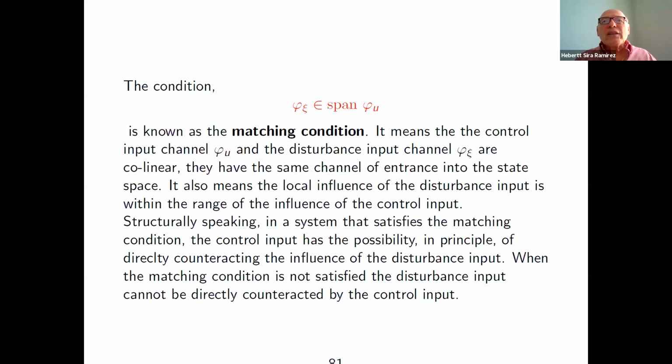Yeah, if the matching condition is satisfied, at least you have the advantage that your control can do something to attenuate the effects of that disturbance in your input-output linearization, which is the main topic in this talk.